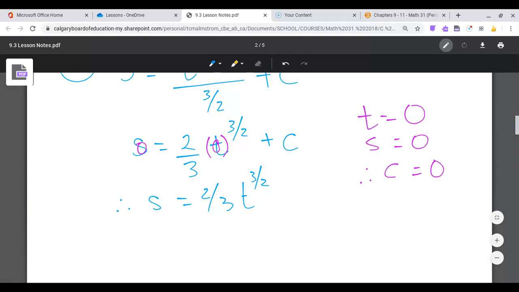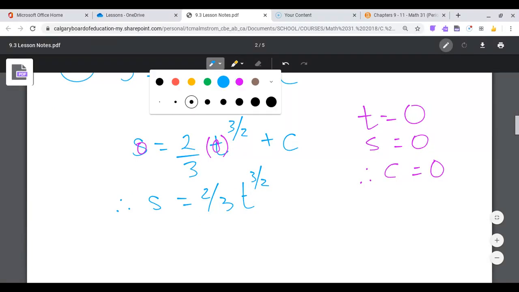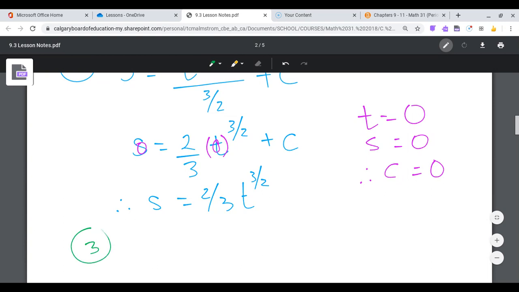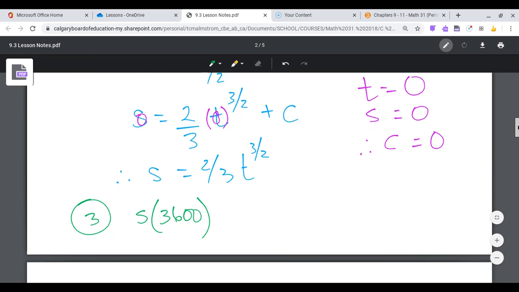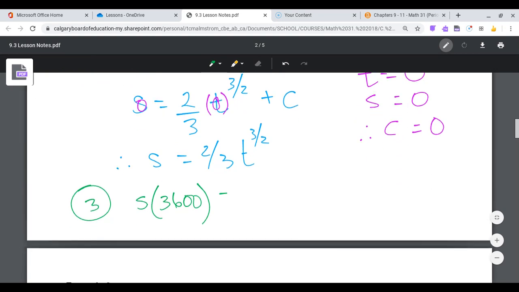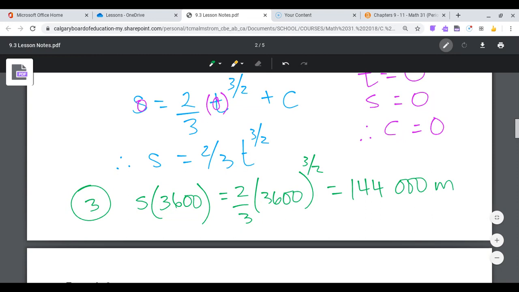And we're going to now calculate that. How far has it gone in the first hour? Which is going to have to be done in terms of seconds because the function is defined in terms of seconds. So I'm calculating s of 3,600. So 2/3 times 3,600 to the power of 3 halves. We throw that into our calculator and we get 144,000, and the units on that is meters, given the information was velocity in meters per second in our initial statement of the question.